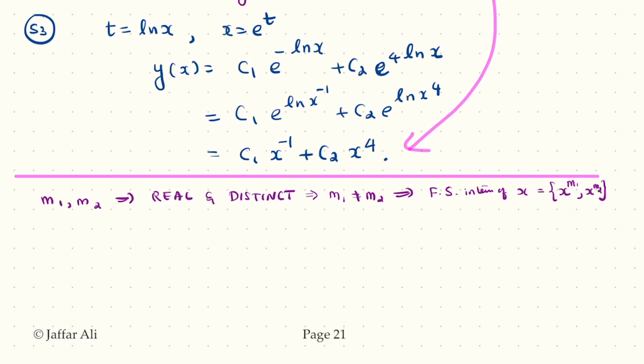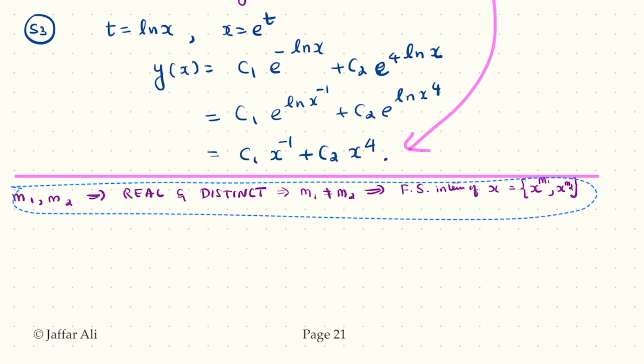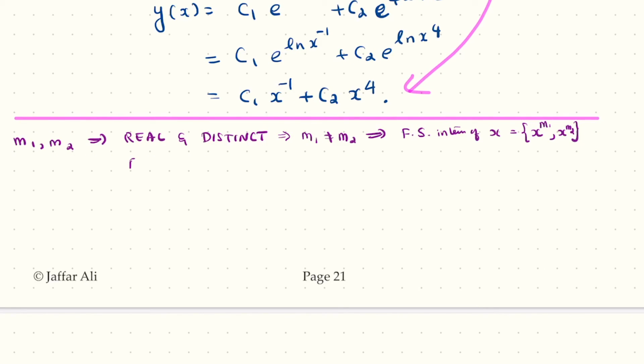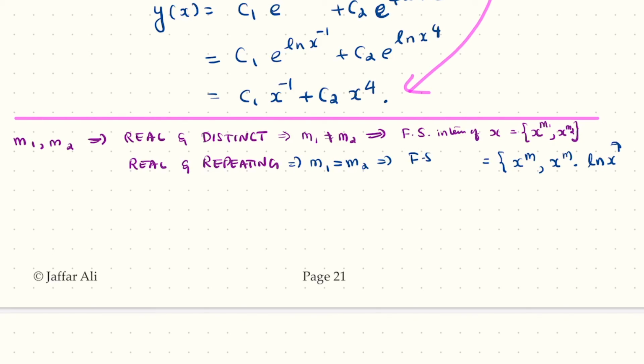What if you don't have real and distinct? What if you have real and repeating? If you have real and repeating roots, that means we have m1 is equal to m2. Then your fundamental set is going to be x to the m, and then you're going to have x to the m times ln of x, right?